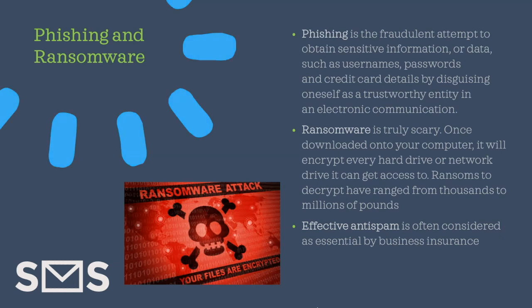So basically, phishing is just a fraudulent attempt to obtain sensitive information, things like passwords, credit card details, national insurance numbers, that kind of thing. Most of the time, it does come electronically via email. It could look genuine. It could come from your bank and say, we need to confirm the following details.